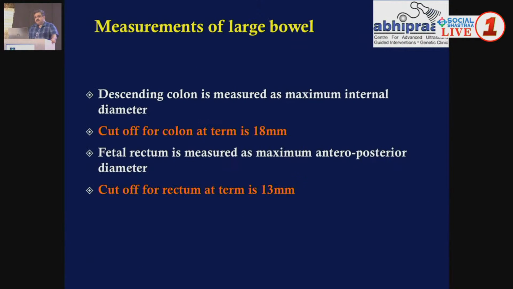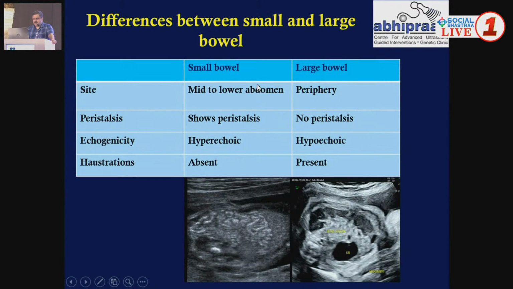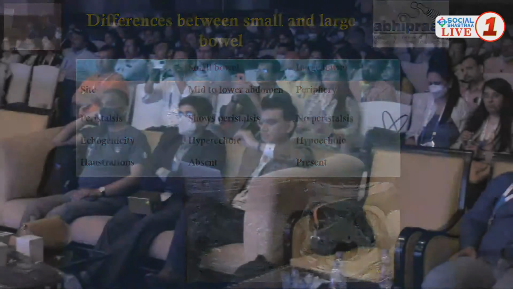So where do you measure the large bowel? The descending colon is measured as a maximum internal diameter. The cutoff of colon at term is 18 millimeters, whereas the fetal rectum is measured as a maximum AP diameter, and the cutoff at rectum is 13 millimeters. So you do have cutoff values at the 95th percentile. At term and at gestation, you can just follow the nomograms and you will know whether you're dealing with an abnormal bowel or dilated bowel.